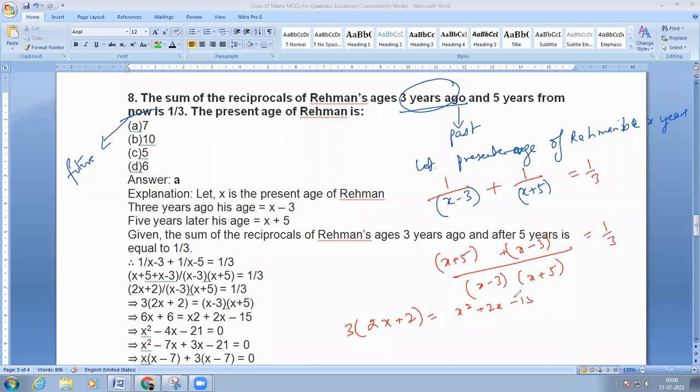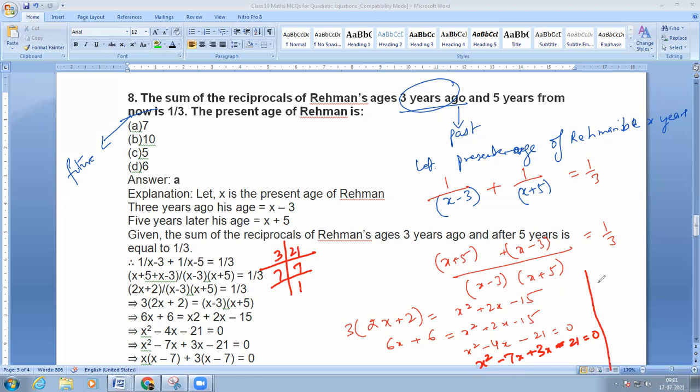minus 15. So when we solve it, we get 6x plus 6 is equal to x square plus 2x minus 15. That is x square minus 4x minus 21 is equal to 0. Now again we have to do the splitting. First of all, we take the factors of 21, which are 3 and 7, 7 and 1. We have to make minus 4, so we write x square minus 7x plus 3x minus 21 is equal to 0.